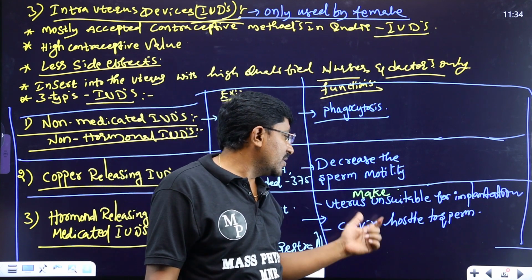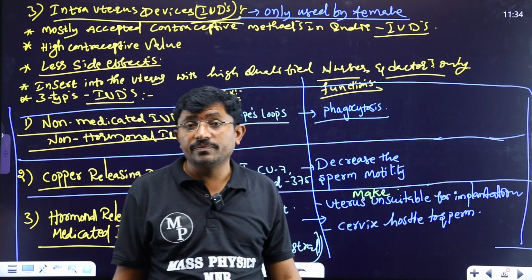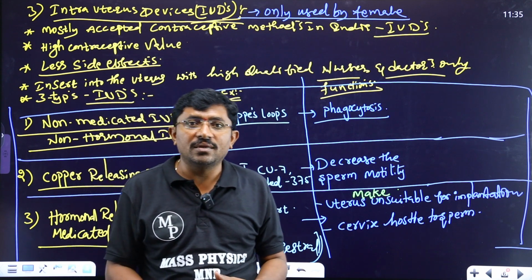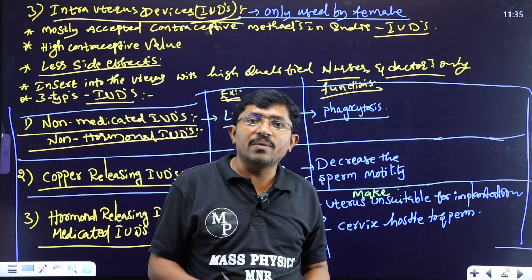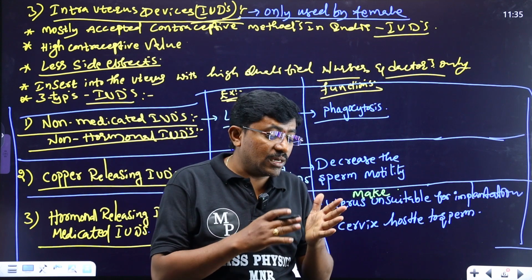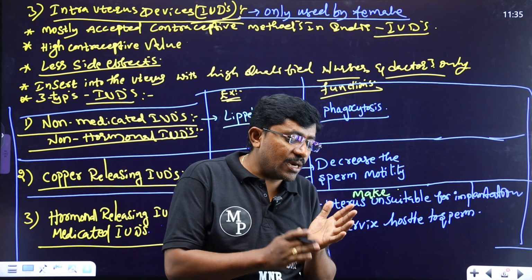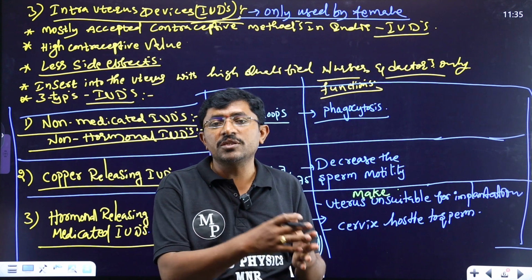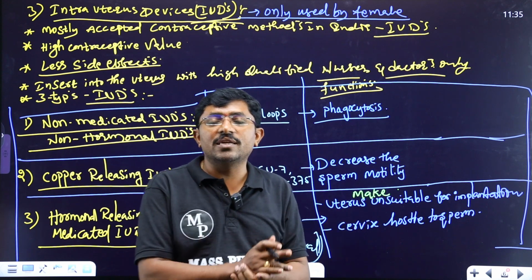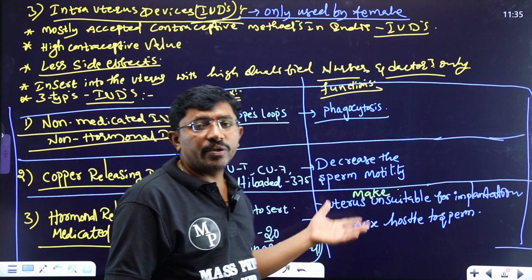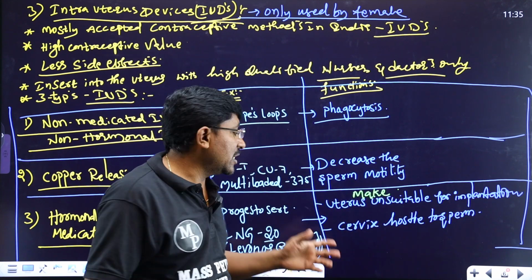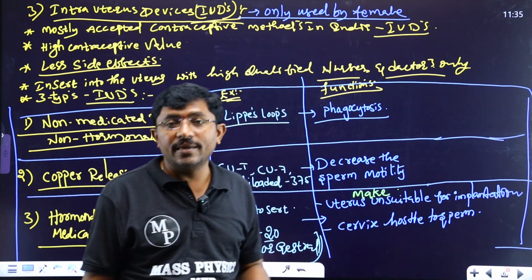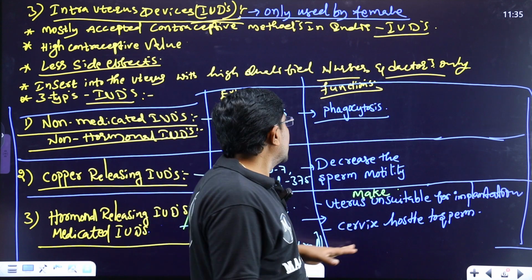Next, making the uterus unsuitable for implantation means the lining of the uterus becomes rigid, so the sensitive embryo cannot attach to the rough endometrium. A sensitive embryo can attach only to a sensitive endometrium, otherwise there is no chance of attachment. That's why the endometrium becomes very unfavorable for implantation. Understood?